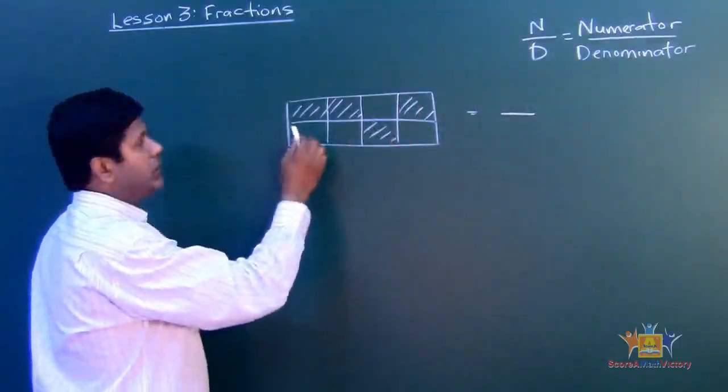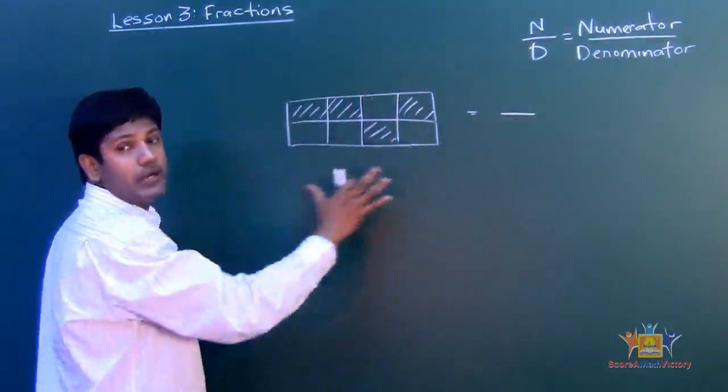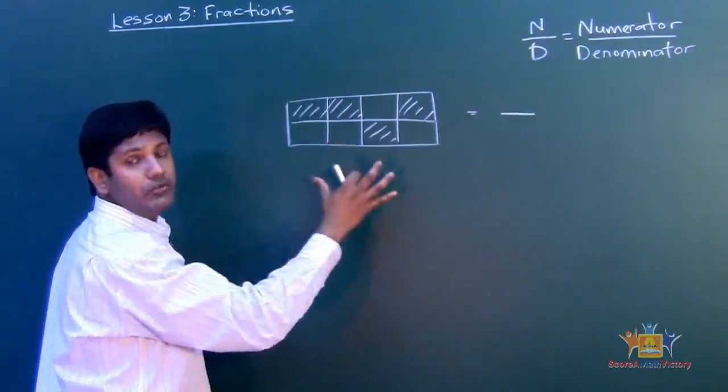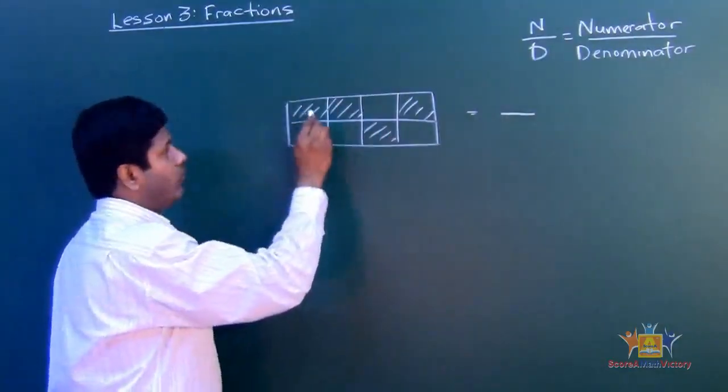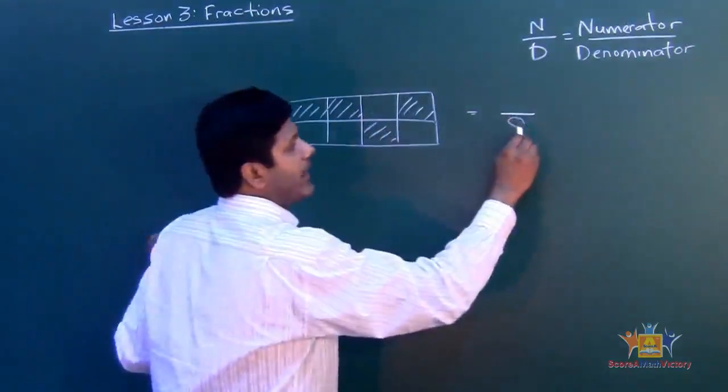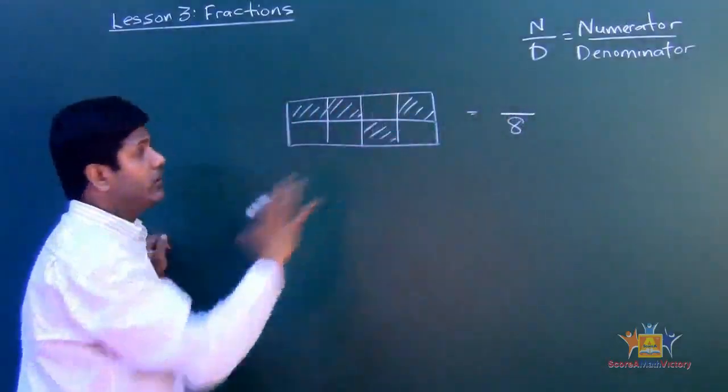So first, what do we do? This is as a whole. This is like a 1. All right. Then we want to find out how many sections it was cut into of that 1. So we want to count 1, 2, 3, 4, 5, 6, 7, 8. That means there are 8 parts in one whole rectangle.